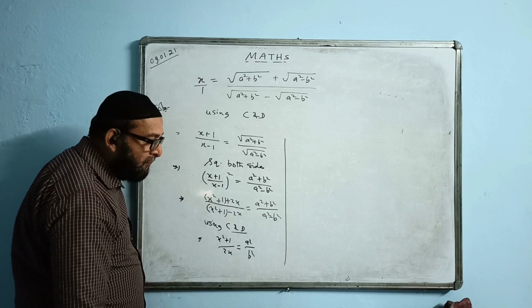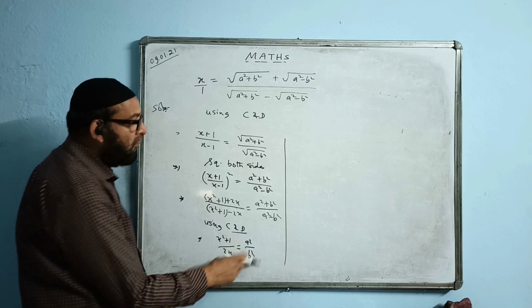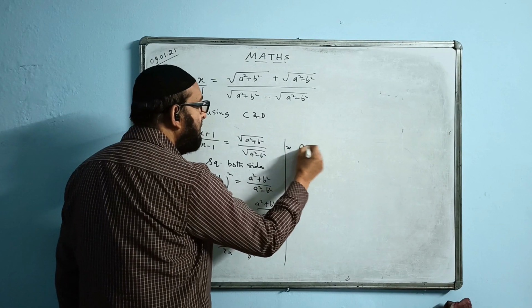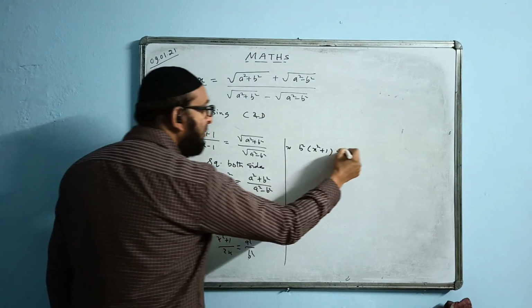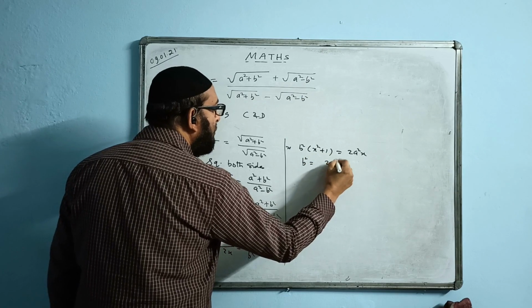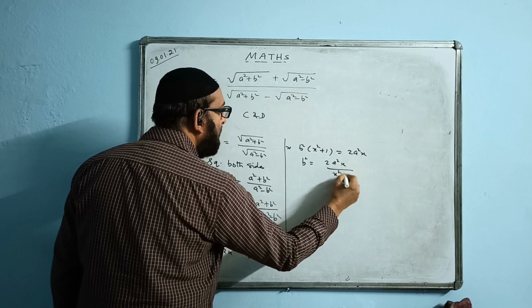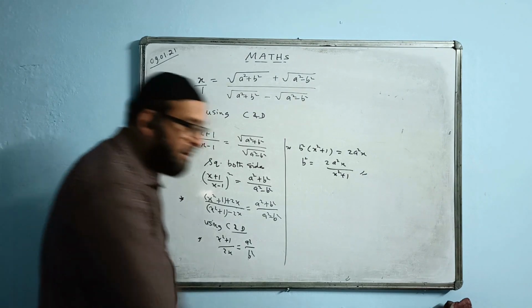The thing which you have to prove, b square is the subject of the formula. b square will come here, x square plus 1 will go down. You can do cross multiply like this. b square into x square plus 1 is equal to a square into this. You get 2a square x. Making b square the subject, 2a square x by x square plus 1 is the answer. See, the answer came out.